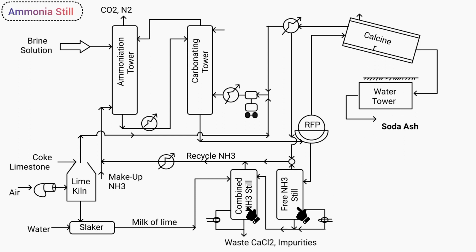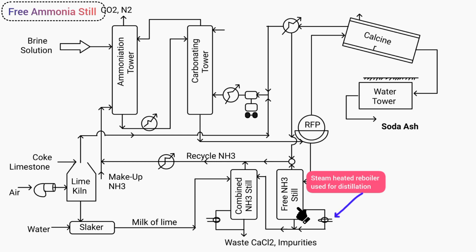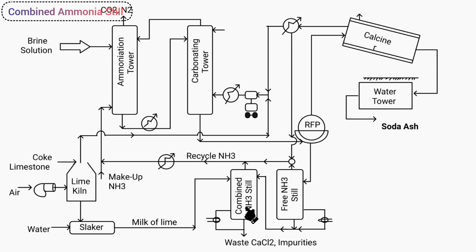And both of these are types of ammonia still tankers. In this process, the ammonia obtained from them is recycled. We will learn more about their working processes later. For now, let me tell you that one is called a free ammonia still, which has a steam-heated reboiler used for distillation. The other is called a combined ammonia still, which is connected to the free ammonia still. Inside it, calcium hydroxide and ammonium chloride react with each other.